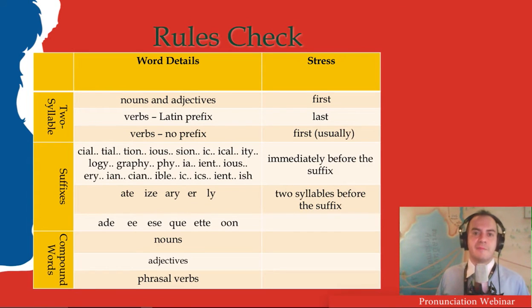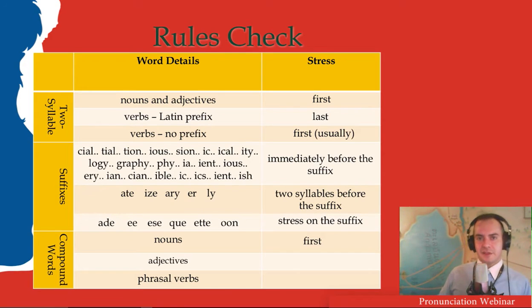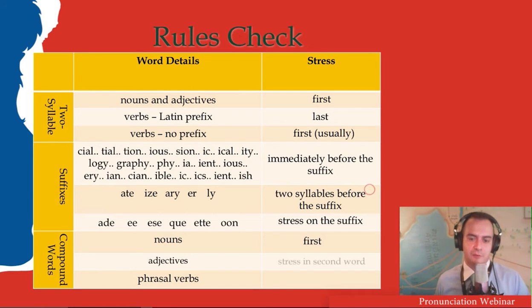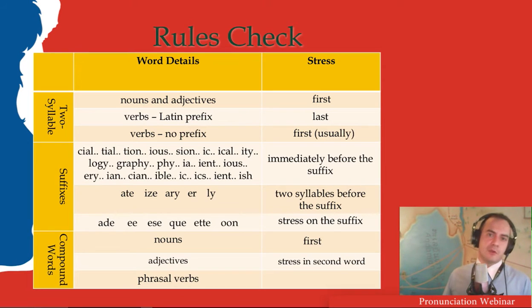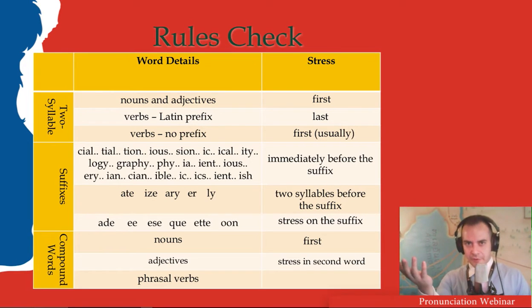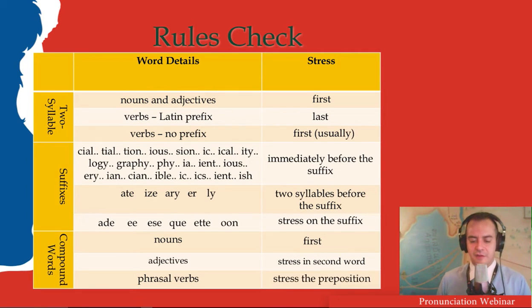Now let's look at the compound nouns. Heartbeat, honeymoon. Where's the stress? It's on the first syllable. Now look at the compound adjectives. Self-confident, half-inch. For the compound adjectives, you want to stress the second word. And now finally, the phrasal verbs. Wake up, ask out, blow up. Wake him up, ask her out. Where's the stress? It's on the preposition.